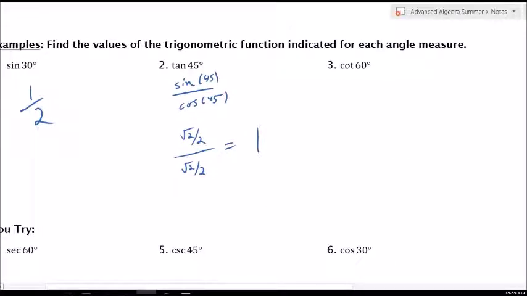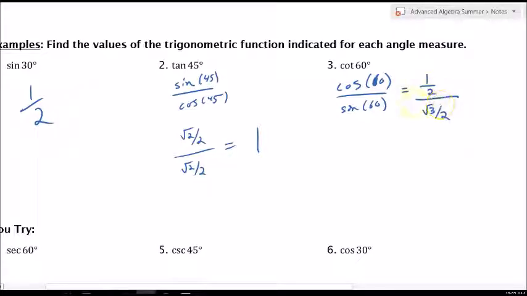Now, cotangent of 60. Well, tangent is sine over cosine. Cotangent is the reciprocal, so we flip it. So instead of sine over cosine, it's cosine over sine. Using the unit circle at 60 degrees, we look and we see that cosine here is going to be our first value, which is 1/2. So this is equal to 1/2 over sine at 60 degrees, which is root 3 over 2.